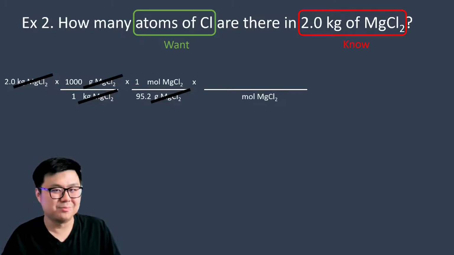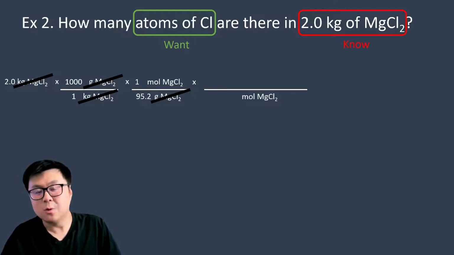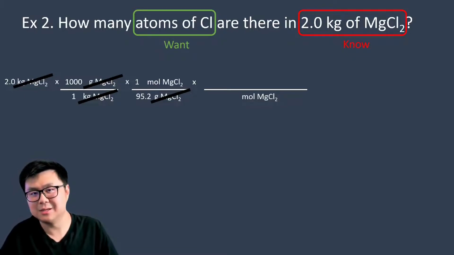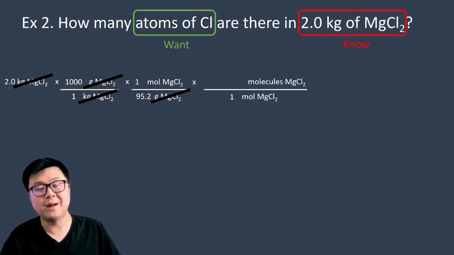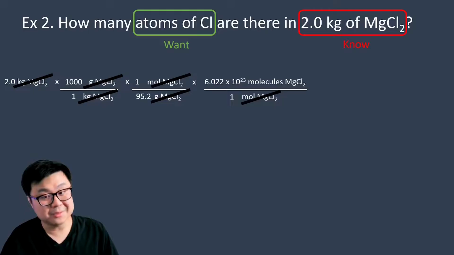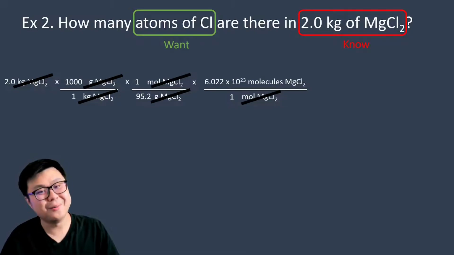What can we put with moles here? Now, they want atoms. We can't just go from moles straight to atoms if they're asking about an atom within a molecule. In this case, the molecule is MgCl2. So we can only go from moles to molecules first, and that is going to be 1 mole for every 6.022 times 10 to the power of 23 molecules, Avogadro's number. Now we can cross out the moles. We're at molecules. We're almost there.